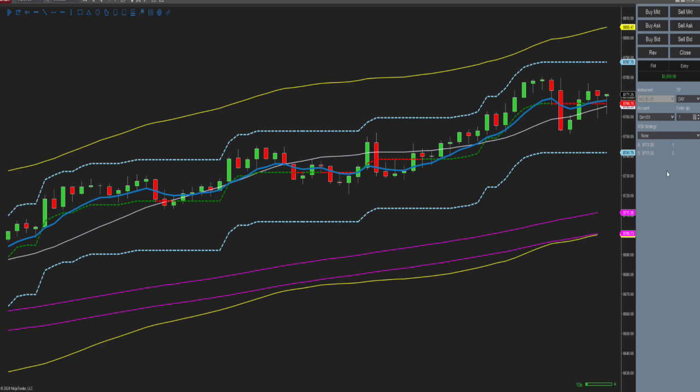This could be a nice setup for long, but again, it's too late in the day. If this goes long, that could reach the target of 87. If it goes long, there's a large chance to reach 87, which is like 13, 14 points. Wow.